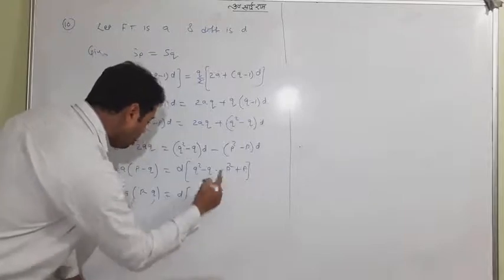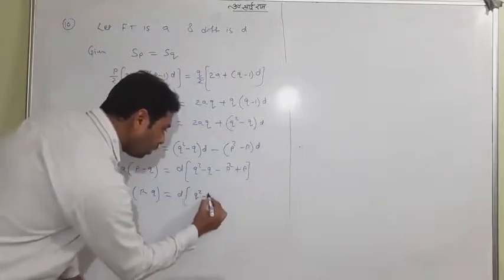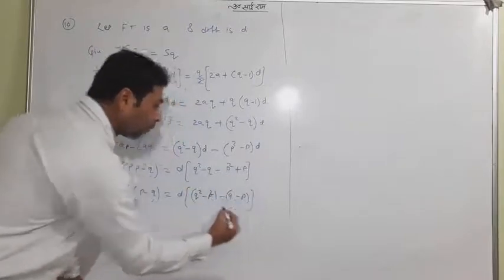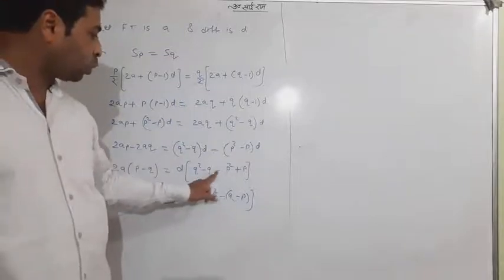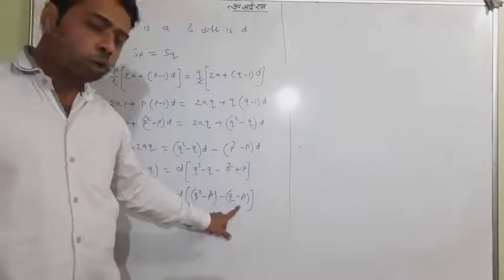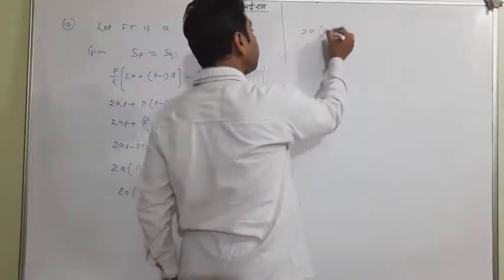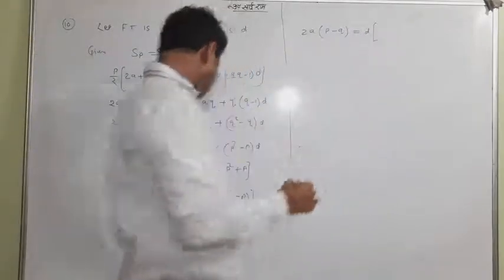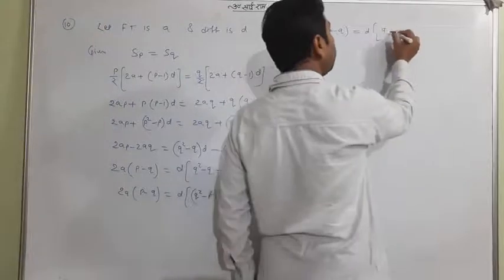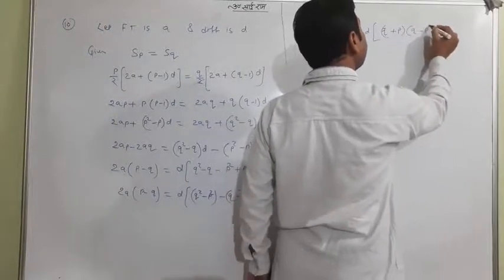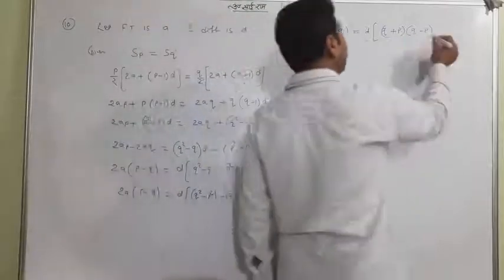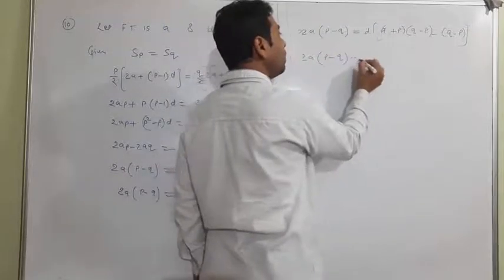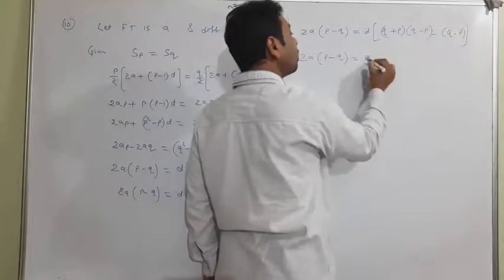Look at Q square minus P square. I want to write them together: Q square minus P square minus Q plus P. I take out minus common, so the remaining is Q minus P. Now 2A(P minus Q) is equal to D times. Q square minus P square will be written as (Q plus P)(Q minus P), using the formula A square minus B square equals (A plus B)(A minus B), and then minus (Q minus P). Take out Q minus P common.